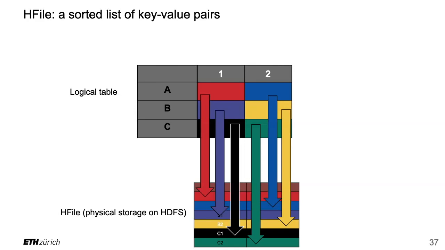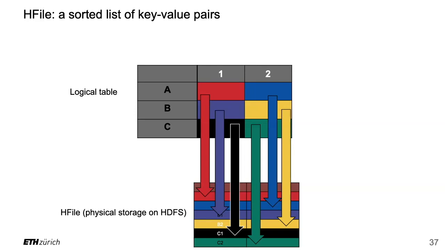So 3 rows and 2 columns give me 6 cells. And the way I'm going to be physically storing these cells, as zeros and ones, in my H file is by enumerating them one by one, right? Because remember that when you store something as a file on disk, what is it? It's a sequence of zeros and ones. It's linear, right? It's an ordered sequence of zeros and ones.